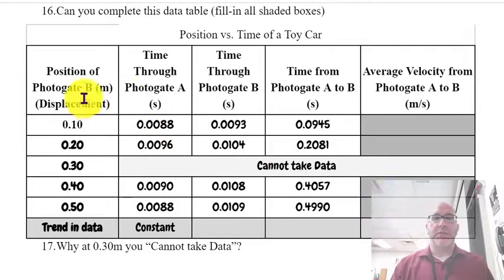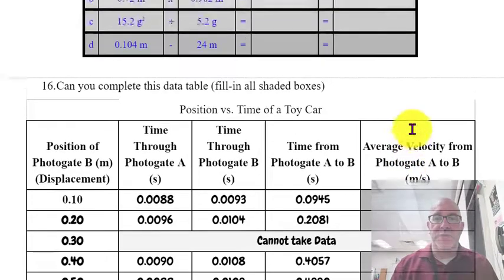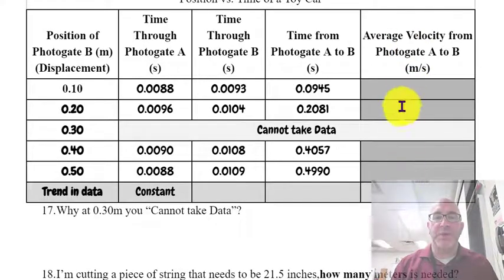Question 16. This is a data table from one of our laboratories. Can you fill in the shaded boxes? Displacements here, time through photogate A, time through photogate B, time A to B, and then average velocity. Guys, in my class, gray boxes mean there's something to be calculated here.